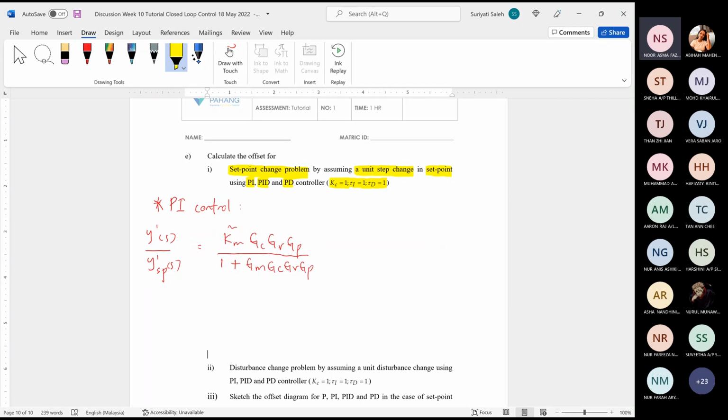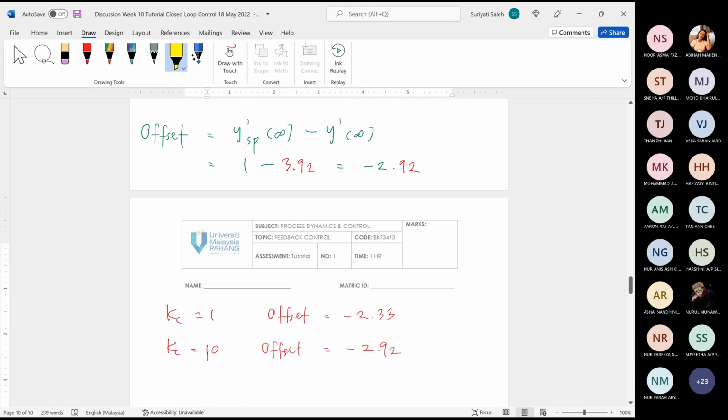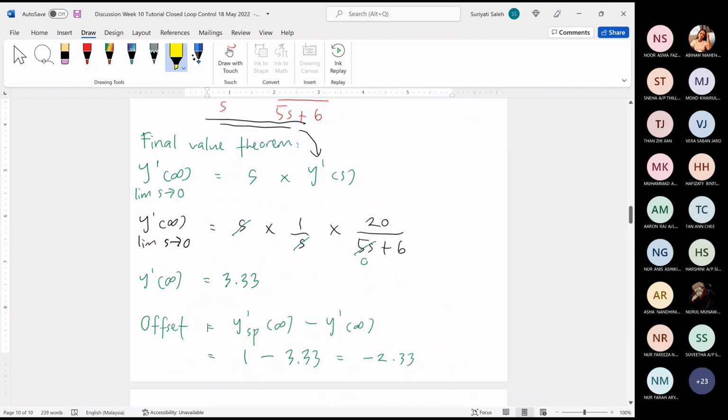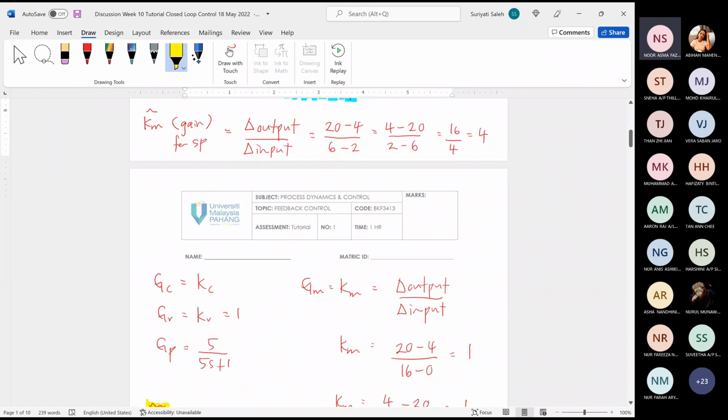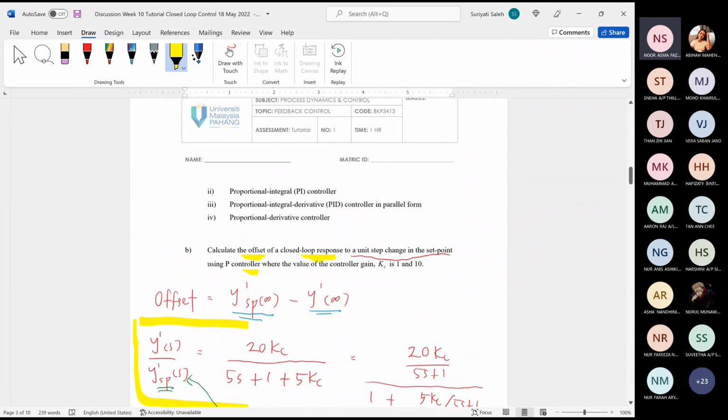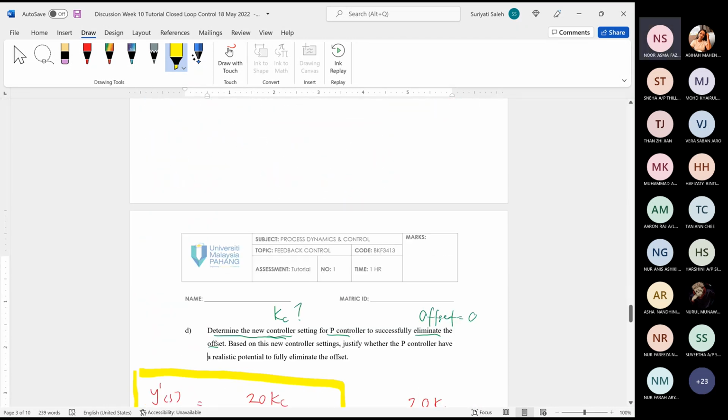This is based on question A2, if I'm not mistaken. For questions A2, 3, 4, there is no controller parameter. That means this kind of question just requires you to develop the transfer function, so you need to have the answer in the form of an expression.